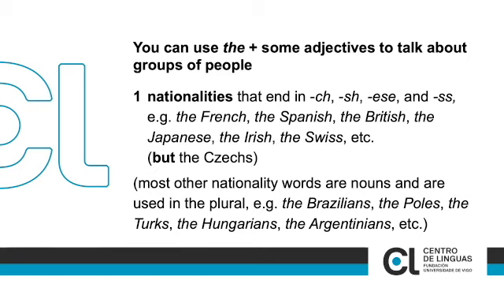Other nationality words, when we use them as nouns, we put the s at the end for the plural. Okay, a person who is Brazilian is a Brazilian, but we talk about the Brazilians and we make it into a plural noun, or the Poles, the Turks, the Hungarians, the Argentinians, etc.